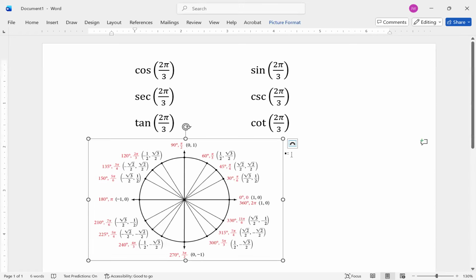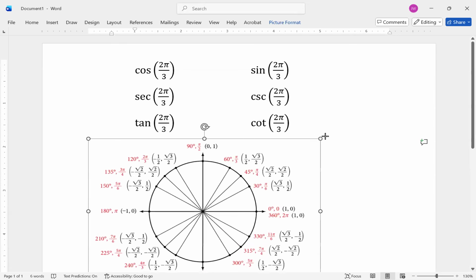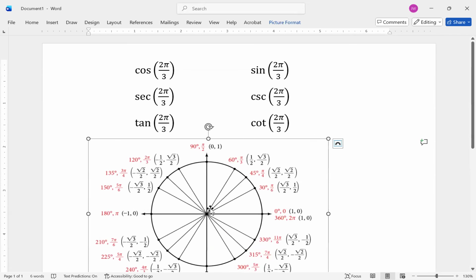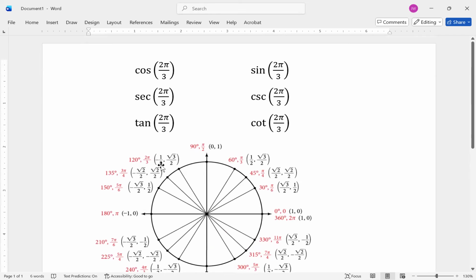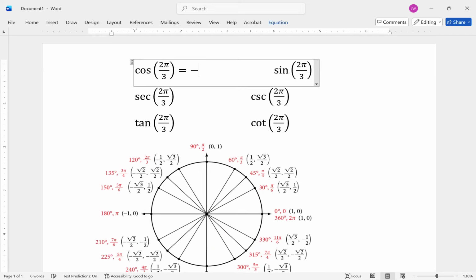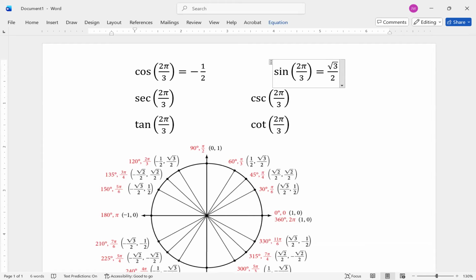All right, so I take this picture and I search up the angle 2 pi over 3. It is right here. And so the x value of the point is -1/2. The y value is square root of 3 over 2. That gives me my cosine value. Cosine of 2 pi over 3 is equal to -1/2. And then sine of 2 pi over 3 would be the square root of 3 over 2. And that's it. That's the whole thing.